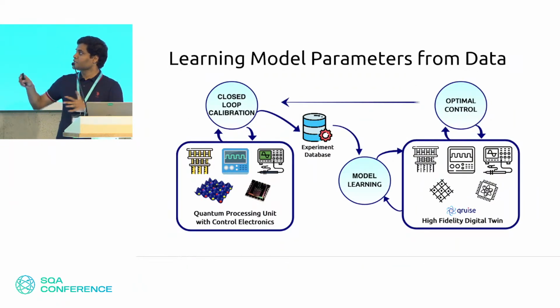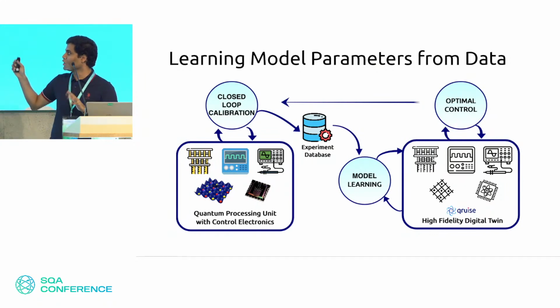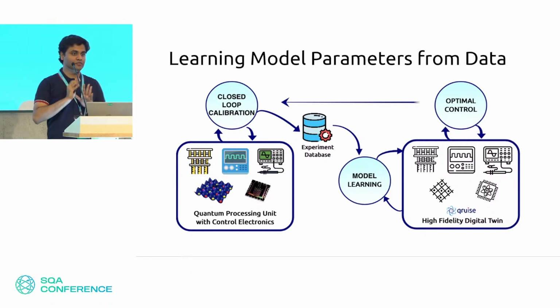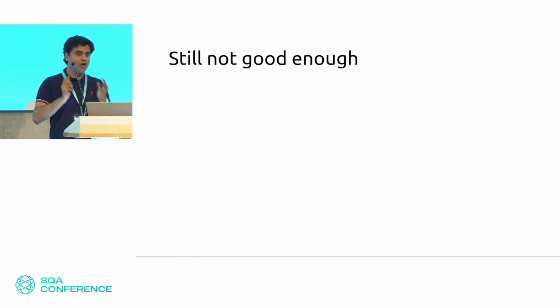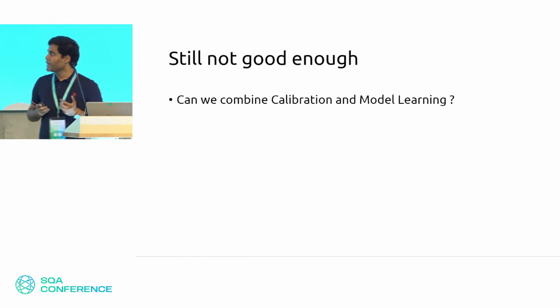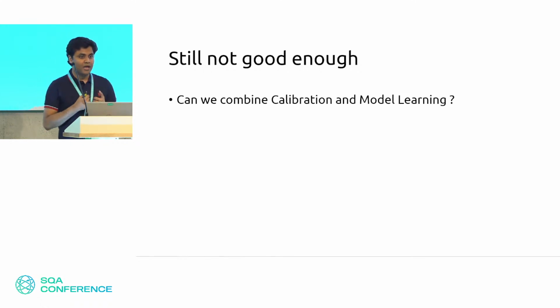But so this would be a typical workflow for this. You do optimal control. You use some form of digital twin for this purpose, and then you get the data, and then you use that data for model learning. But this is still not good enough. And why is this not good enough? It's not good enough because, as I mentioned, we're using the calibration data, and we're performing machine learning on the data to learn your model.